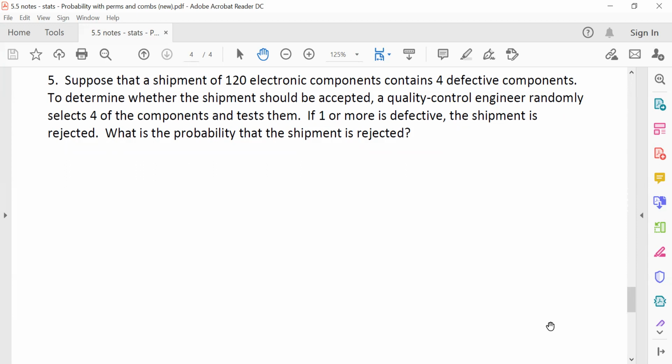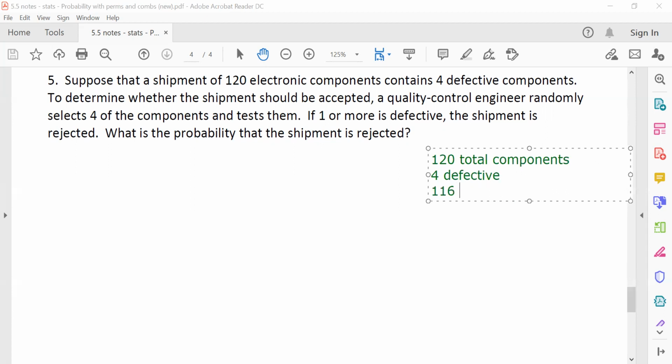Finally, suppose that a shipment of 120 electronic components contains 4 defective components. So let's do some quick numbers here. You've got 120 total components. Whether you know it or not, 4 are defective. That means 116 are working. 116 are not defective. They work just fine as they should.